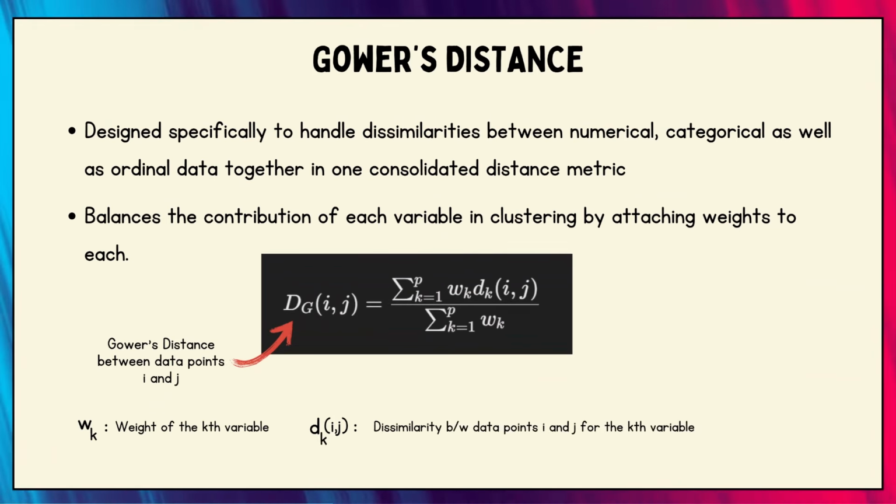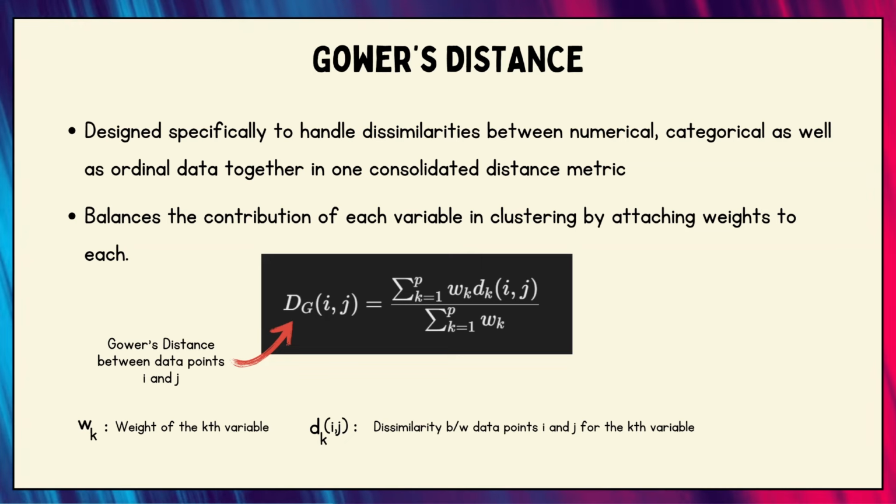So Gower's distance is a distance metric which is designed specifically to quantify dissimilarities between numerical column values, categorical column values, as well as ordinal column values, and normalize them all so that we can analyze them together without having to worry about the data type. So you can see this weird looking and quite complicated looking mathematical formula over here. Here d^G_ij is the Gower's distance between two data points i and j. You can consider two data points to be two rows of data.